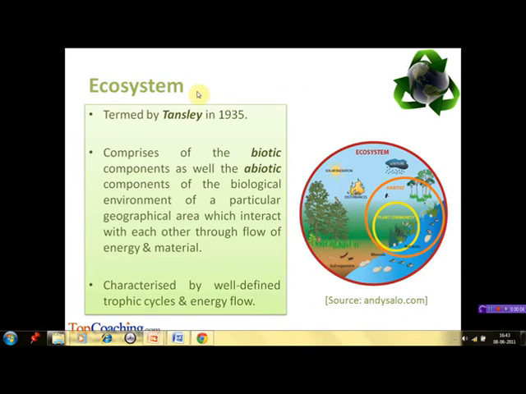The next term is ecosystem, which was first used by Tansley in 1935. Ecosystem comprises of the biotic or the living factors as well as the abiotic or the non-living components of the biological environment of a particular geographical area. These components interact with each other through flow of energy and material. An ecosystem is always characterized by well-defined trophic cycles and energy flow.